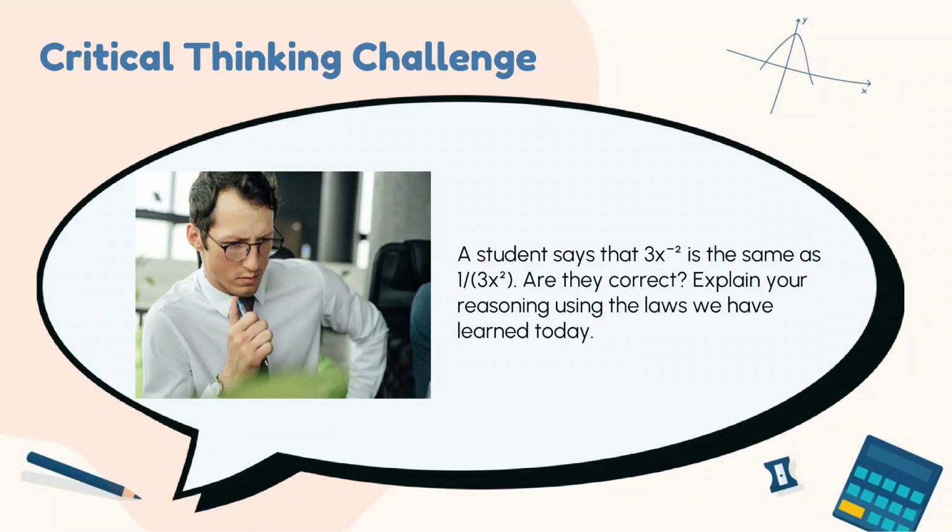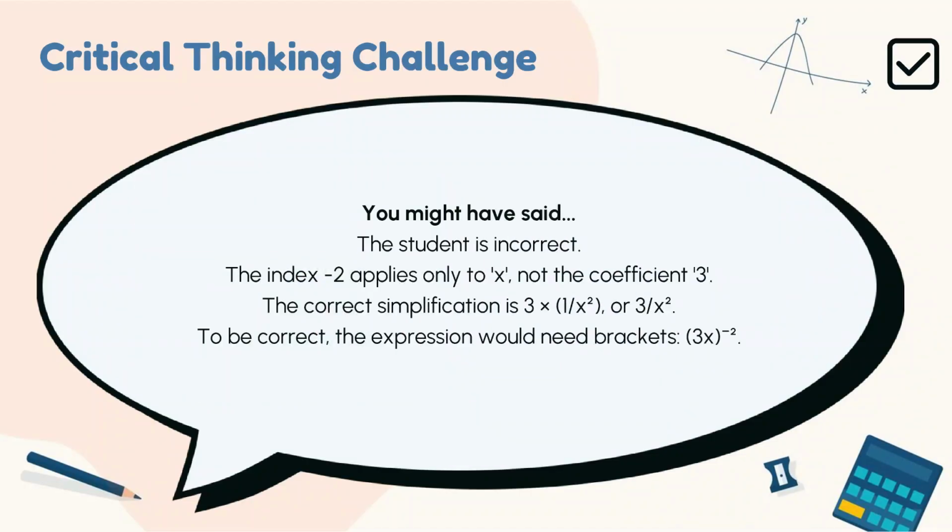Now let's try a critical thinking challenge. A student says that 3x to the power of negative 2 is the same as 1 over 3x squared. Are they correct? Pause the video and think carefully. The key question is, what does the negative 2 apply to? Does it apply to the x only, or to the whole 3x?